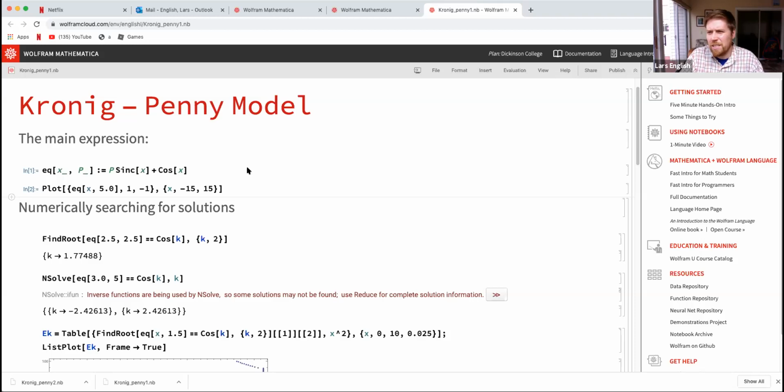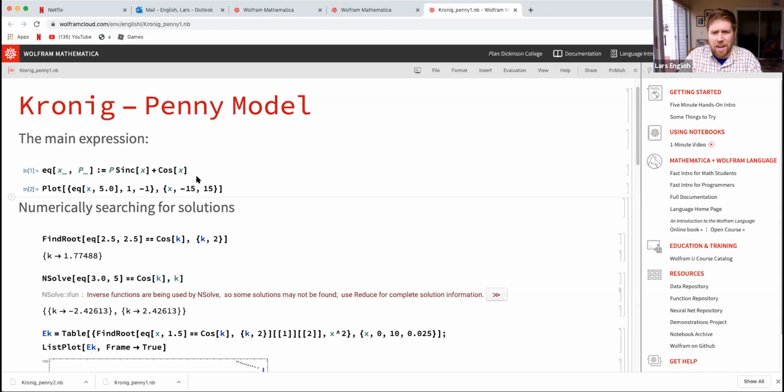Alpha, remember, is basically related to the energy. So here I'm saying that x is related to the energy of the solution, and I'll say a little bit more about that. But that's the basic form. I'm also defining here an expression as a function, a two-variable function of x and p, so I can then plug in values when I refer to EQ. I can plug in values for x and p.